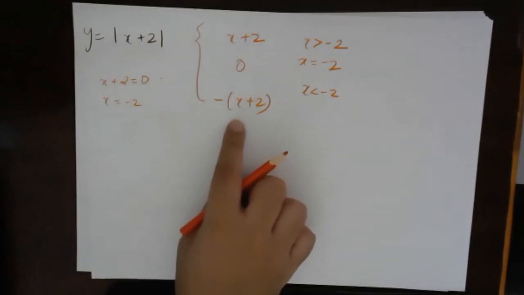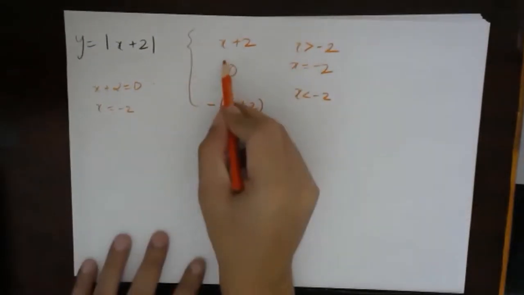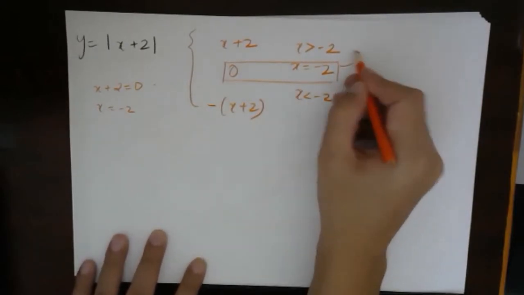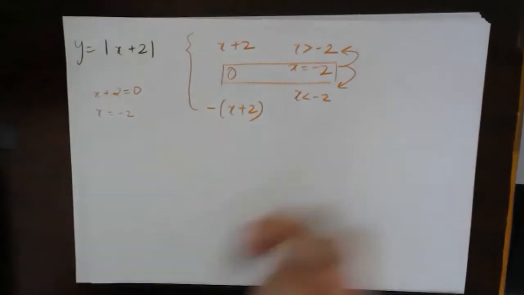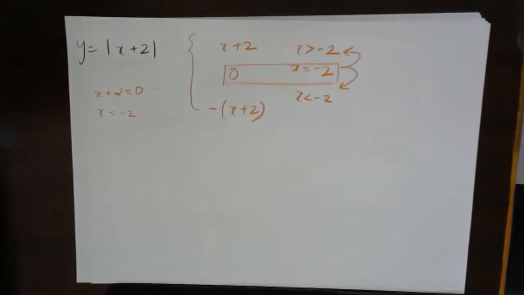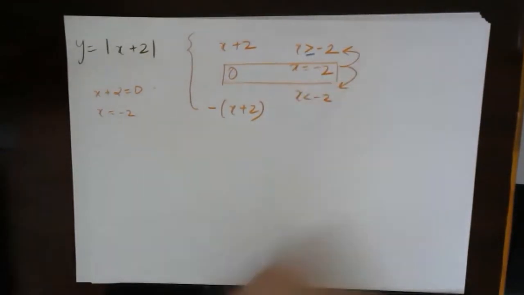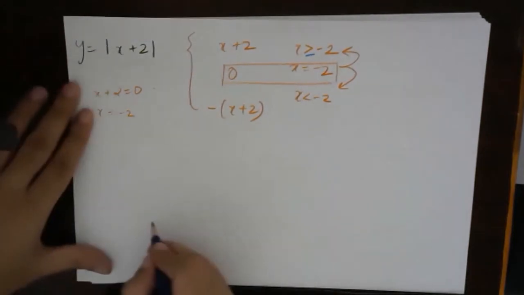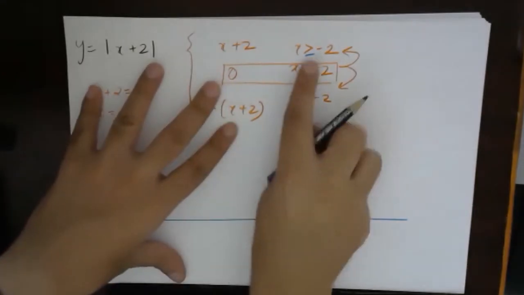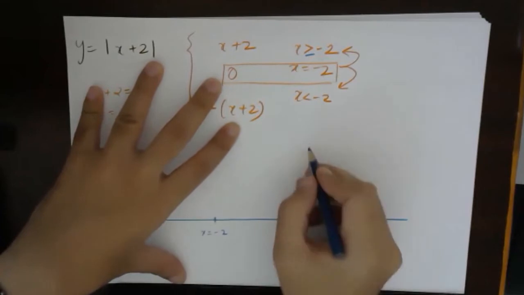Now the next part is to sketch this graph. I can combine this 0 with greater than or with less than, it will not make any difference. Generally, I combine it with greater than. Okay, let's draw the graph. First, we have x equals -2, and this is the y-axis.